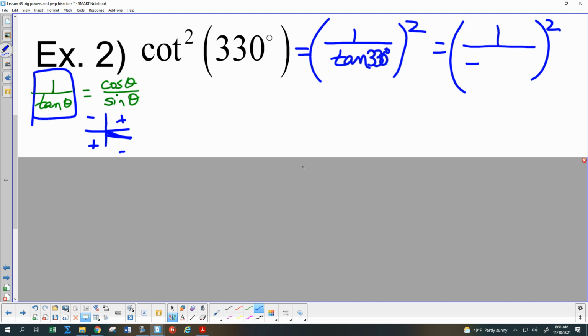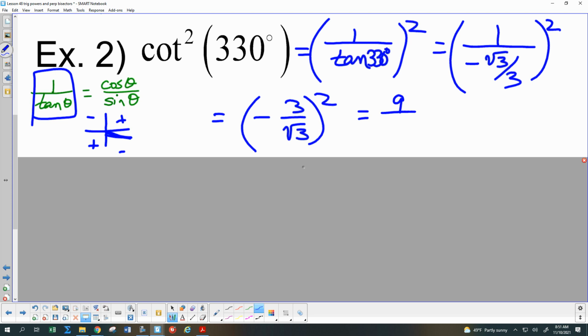Negative how much when we're just that first spot below the axis? What's our tangent value on our tangent circle? Square root of 3 over 3. Okay, then we have 1 over, so we're talking reciprocal. So before we try to square anything, let's flip our fraction, and we have negative 3 over root 3 that we need to square. Negative negative is positive. 3 times 3 is 9, root 3 times root 3 is 3, reduce it, and we have 3.